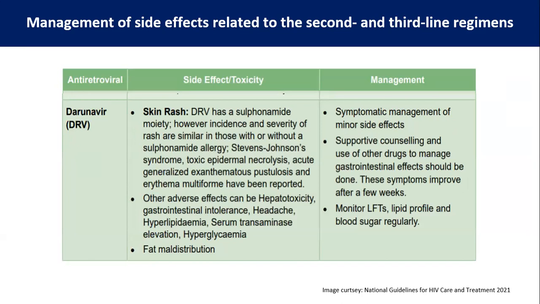Then darunavir, skin rash. Darunavir has a sulfonamide moiety in it. However, the incidence and severity of rash are similar in those with or without a sulfonamide allergy. Stevens-Johnson syndrome, toxic epidermal necrolysis, acute generalized exanthematous pustulosis, and erythema multiforme have also been reported. For minor things, we do symptomatic management of minor side effects, and supportive counseling and use of other drugs to manage gastrointestinal effects should be done. These symptoms improve after a few weeks of continued treatment.